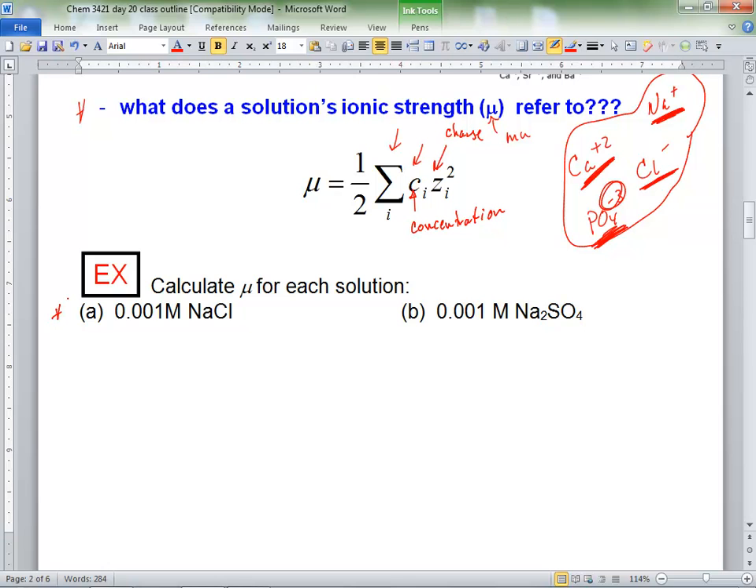For this one, we have 0.001 molar sodium chloride. So identify all the ions. We're going to have to figure out what sodium is, what chloride is, plug them into the equation. I have 0.001 molar sodium chloride. What would be the concentration of the sodium? First, is this stuff even soluble in the first place, or is this an ICE problem? It's 100% soluble. Just the concentration of sodium, what would be its concentration?